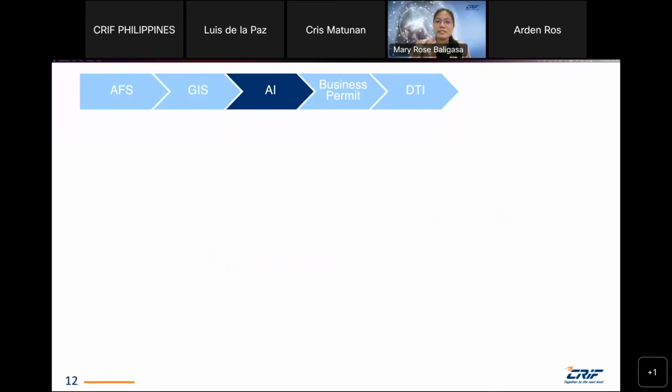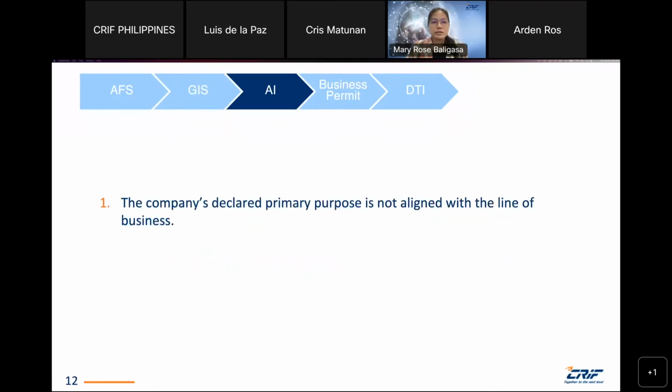So for the Articles of Incorporation, we have number 1: the company's declared primary purpose is not aligned with the line of business. For example, your company is into manufacturing but the purpose you stated in your AI is real estate. Di ba? Magkaiba siya. From manufacturing to real estate. So, red flag na yon. And second is increase of authorized capital has no supporting documents.